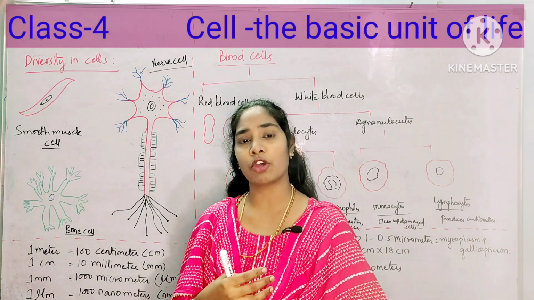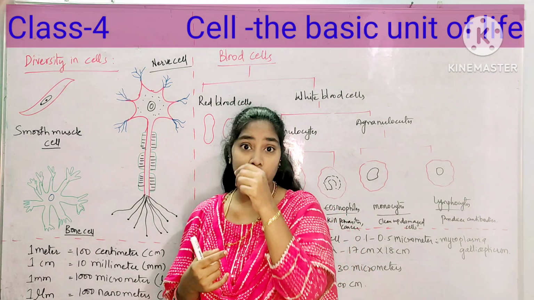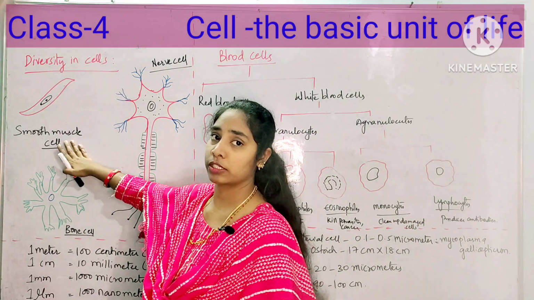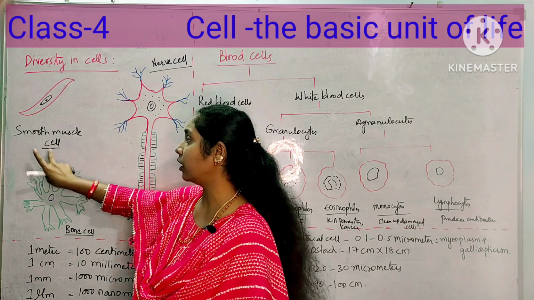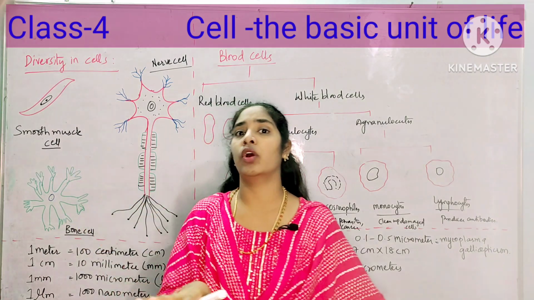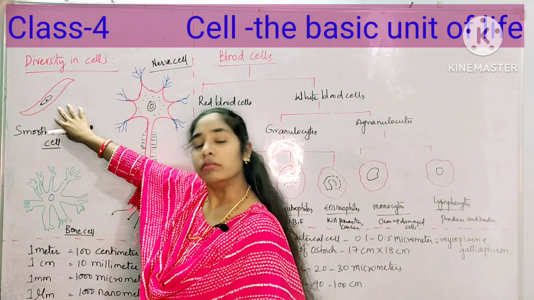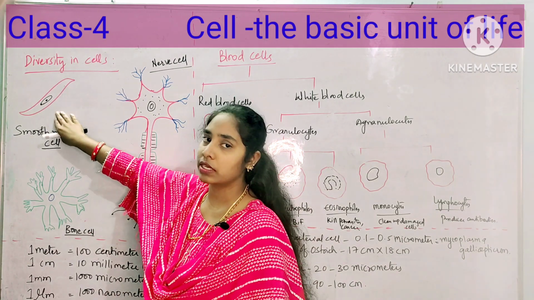Those muscles are of 2 types, voluntary and involuntary. In the textbook the smooth muscle cell is mentioned. The smooth muscle cell is an involuntary muscle. Okay, it is involuntary. The shape of an involuntary or smooth muscle cell is this.